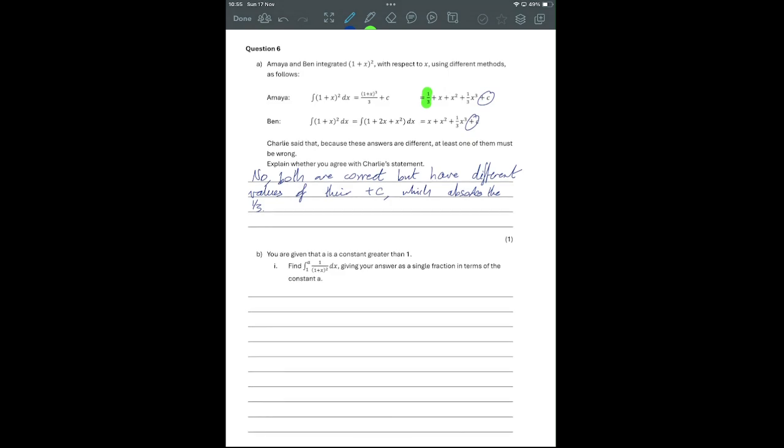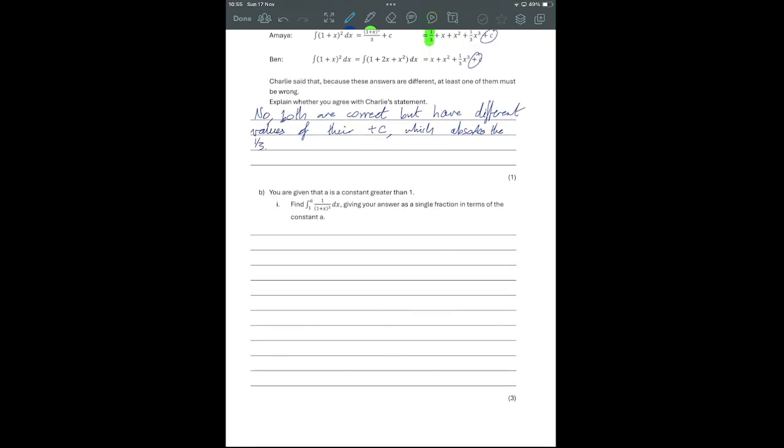Part B. We're given that a is a constant bit greater than 1. Find that integral, giving your answer as a single fraction in terms of the constant a. Now, if we look back to part 1 of the question, it kind of gives us a hint of how to do this. If we write this up as a negative power, we can use Amaya's method, increase power divided by the new power, to do this very simply. So increase the power to -1, divide by the new power, divide by -1 between a and 1. Sub in the values, that's going to be -1 over a plus 1 minus -1/2.